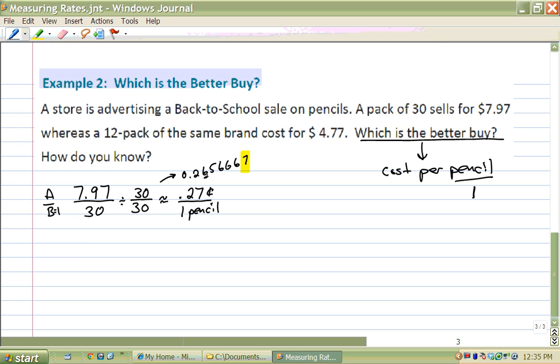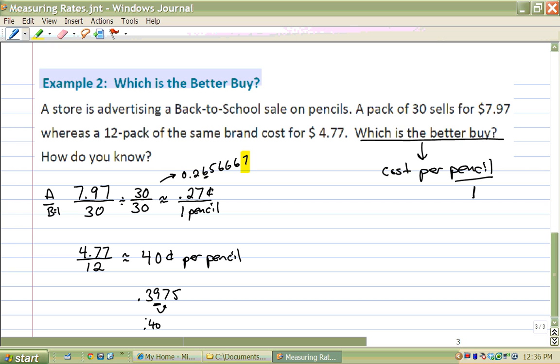All right, the next one then, we have $4.77 for 12 pencils. Now, hopefully you realized that what I'm doing on this previous example, I took the $7.97, I divided by the denominator. You could do that. If you just took $4.77 divided by 12, you would get about 40 cents per pencil. And actually in the calculator it came out to 0.3975, but again, you round to this digit, this becomes 40 cents then.